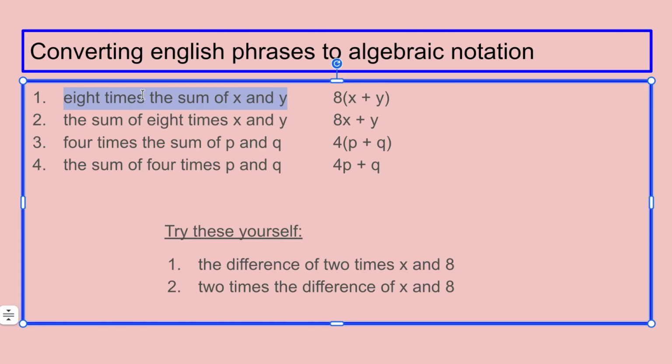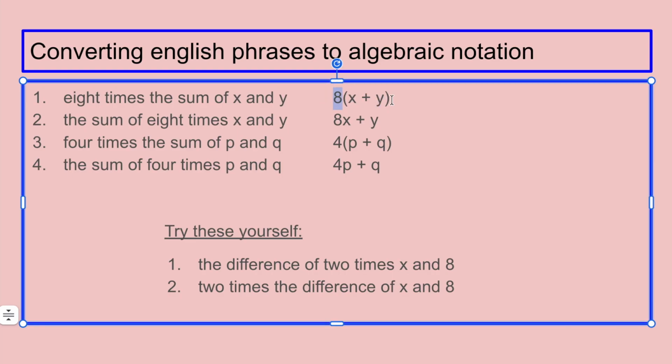8 times the sum of x and y. So there are two things I can see here. One is 8 times, which means you are multiplying something with 8. 8 times the sum of x and y means x and y you add and then multiply it with 8. So how do I represent that? x plus y, and then I multiply it with 8.